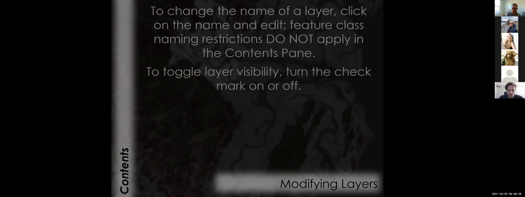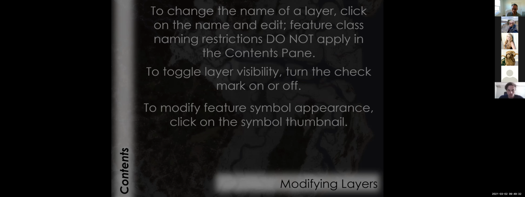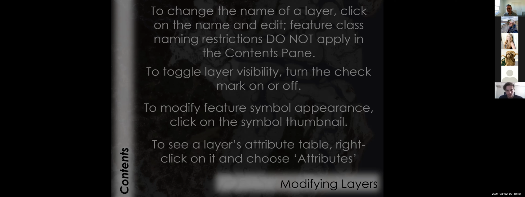Again, if you want to toggle layer visibility, you turn the check mark on or off. You can modify feature symbol appearance just by clicking on the symbol thumbnail in that contents pane. And if you want to see a layer's attribute table, you right-click on it and choose attributes. So can someone remind us all what an attribute table is? Just the information about the data that you're seeing. Correct. That's the tabular data that is connected to the geometry that you're seeing on the actual map.